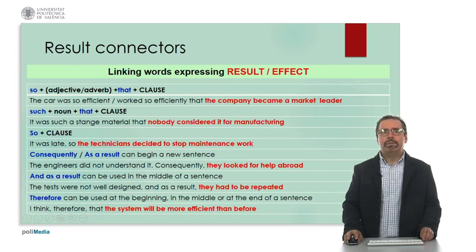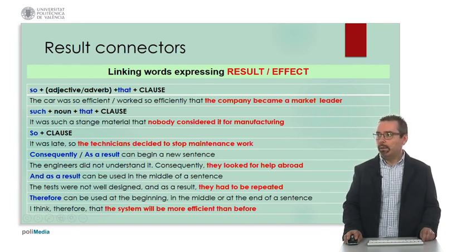We are going to move on now to some connectors to express result. Here we have a list of the most important ones. We have so plus adjective or adverb plus that and a clause. The car was so efficient, or worked so efficiently, that the company became a market leader. The result is marked in red. Such plus noun plus that and a clause is another possibility, as in the example: it was such a strange material that nobody considered it for manufacturing.